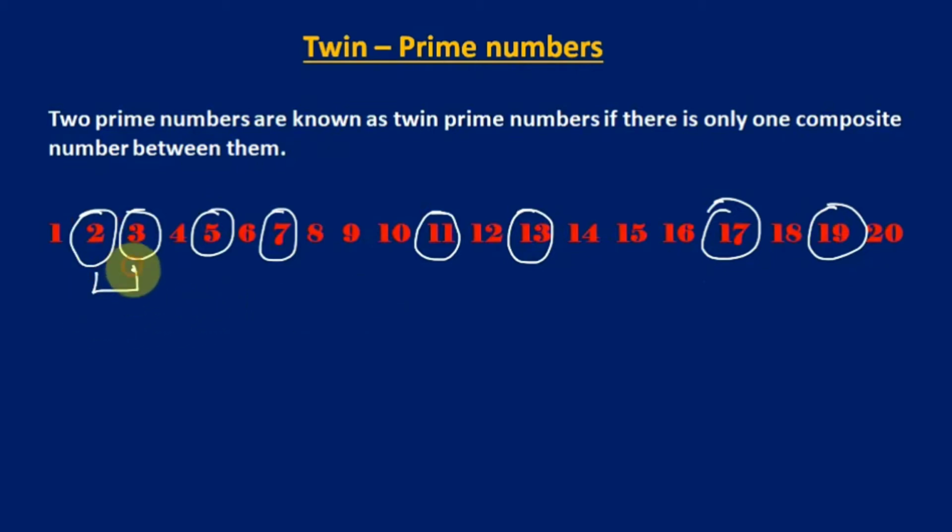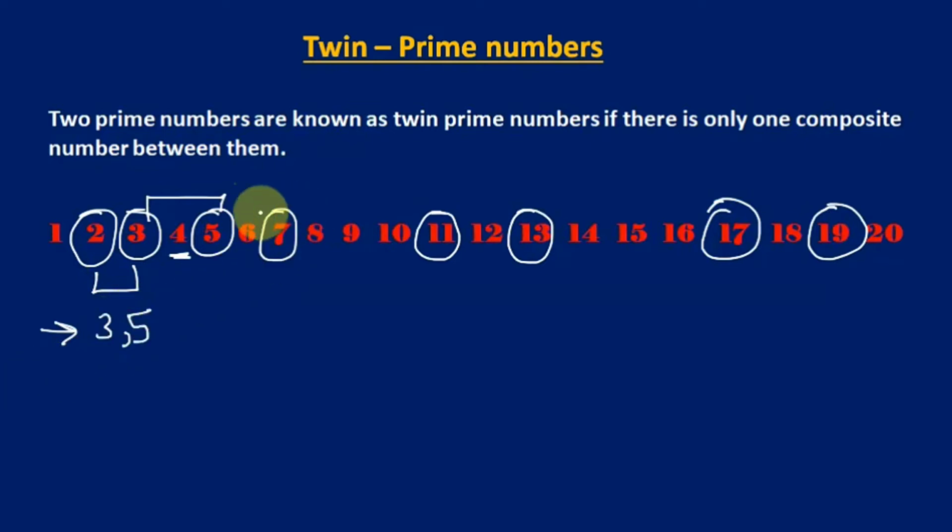Okay, now let's check how many twin prime numbers are there. So 2 and 3 is not a twin prime because there is not a composite number between them. Now next is 3 and 5. So 3 and 5 is a twin prime number because there is one composite number between them, which is 4. So our first twin prime pair from 1 to 20 is 3 and 5.